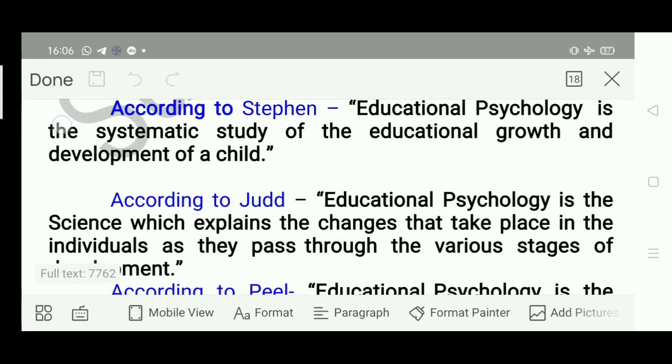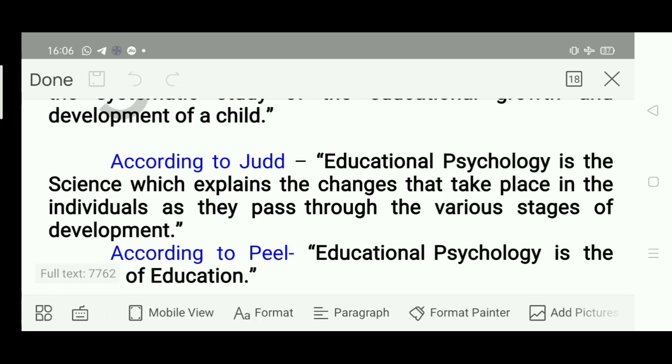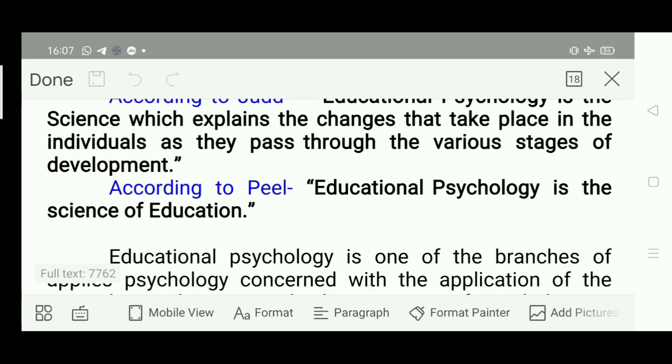According to Judge, educational psychology is the science which explains the changes that take place in an individual as they pass through the various stages of development. Means just like a process, when education is started, how the person is going to understand and accept the development of a person. According to Peel, educational psychology is a science of education. Means when we study education in a scientific way, it becomes educational psychology.